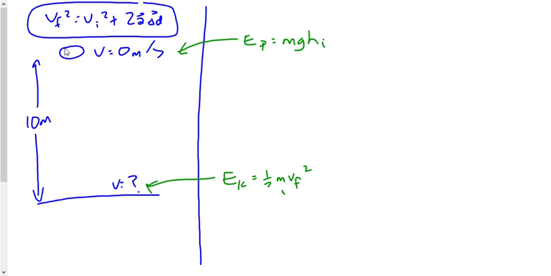Now, if we account for all the types of energy, then we know that the final energy, whatever kind it is, has got to be equal to the initial energy, whatever kind that is. So what we would do if we wanted to solve this problem a little bit differently than VF squared equals VI squared plus 2AD is set EI equal to EF. What kind of energy do we have at the beginning here? At EI, at the top, gravitational potential energy.